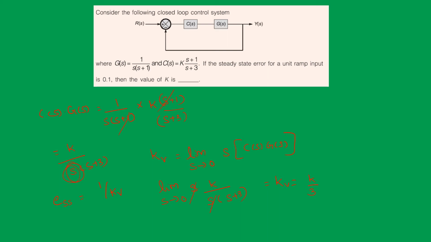We have found the value of Kv, and the steady state error is nothing but 1 by Kv. So steady state error is 3 by K. In the question, the steady state error for the unit ramp input is given as 0.1. That is 3 by K equal to 0.1. So K will be equal to what? 30. This is the answer for this question.